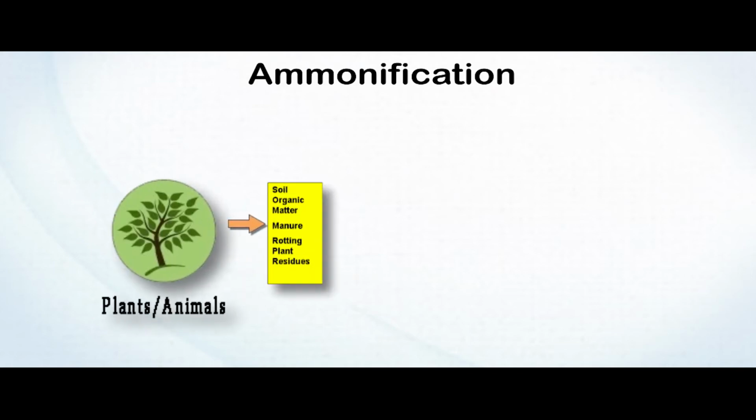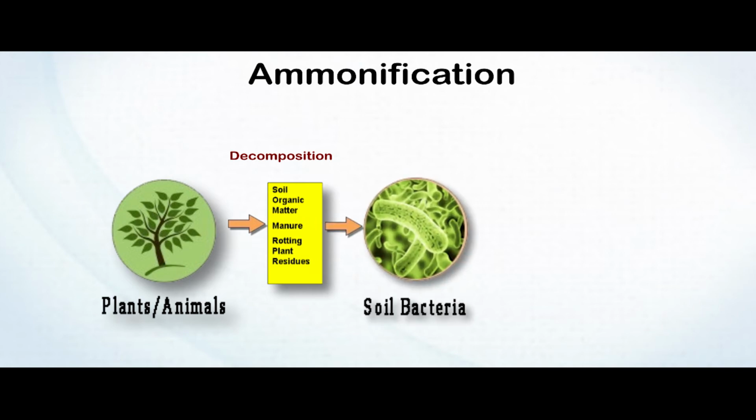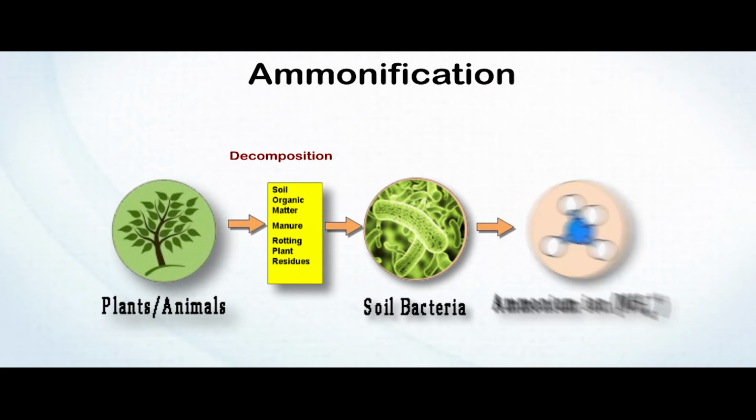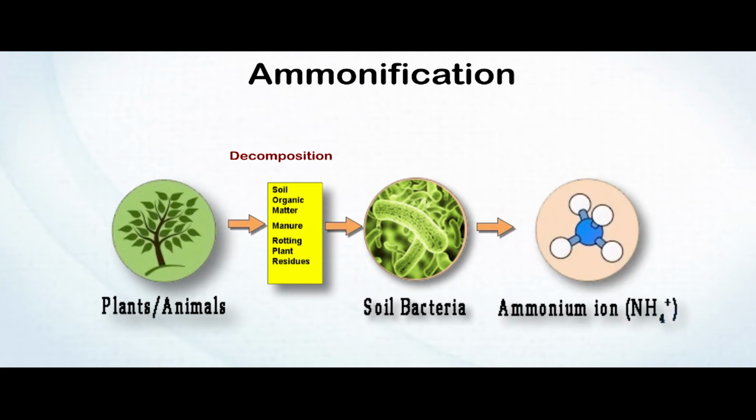Let's look at ammonification. When a plant or an animal dies, or when an animal expels waste, the initial form of nitrogen is organic. Bacteria or fungi will convert the organic nitrogen within the remains back into ammonium ion. This process is called as ammonification, or in other words, mineralization.